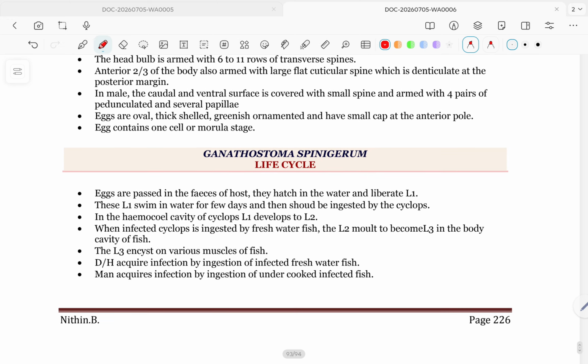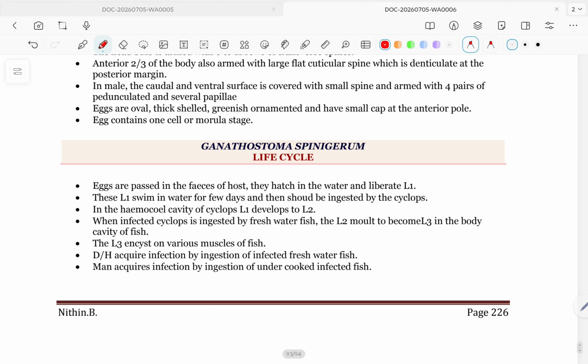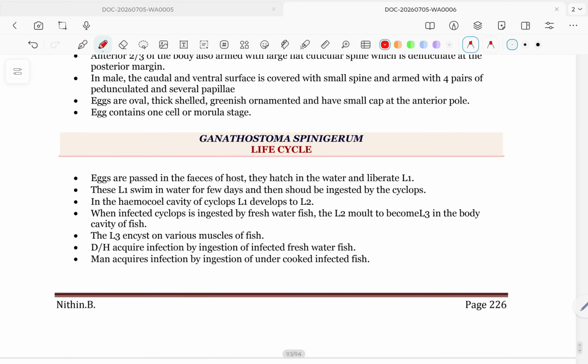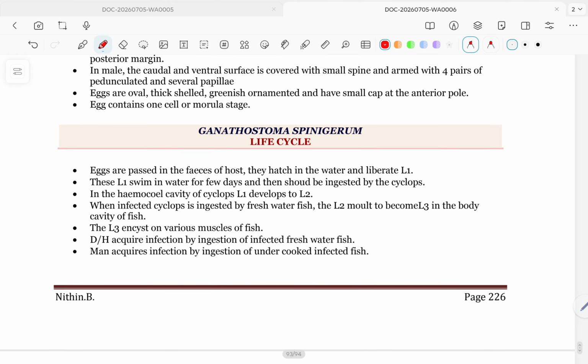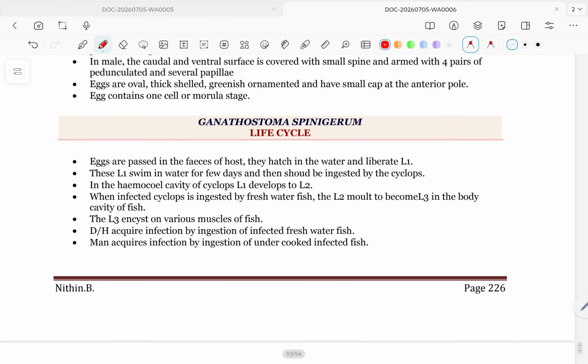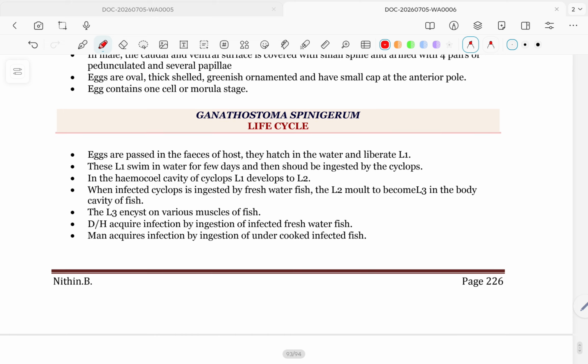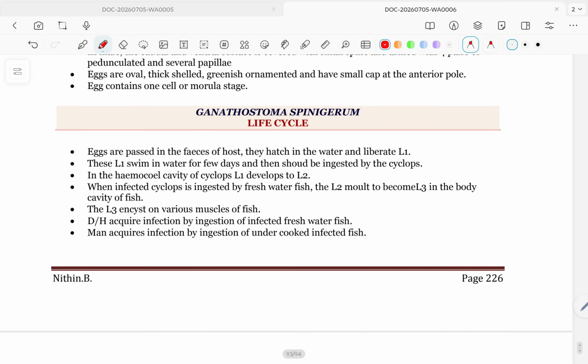In males, the caudal and ventral surface is covered with small spines and armed with 4 pairs of pedunculated and several sessile papillae. Eggs are oval, thick-shelled, greenish, ornamented and have a small cap at the anterior pole. Eggs contain one cell or are at the morula stage.